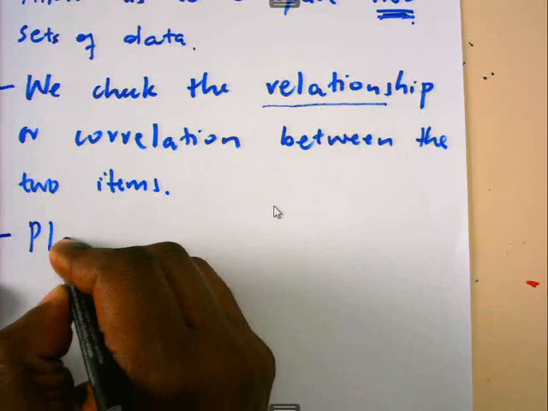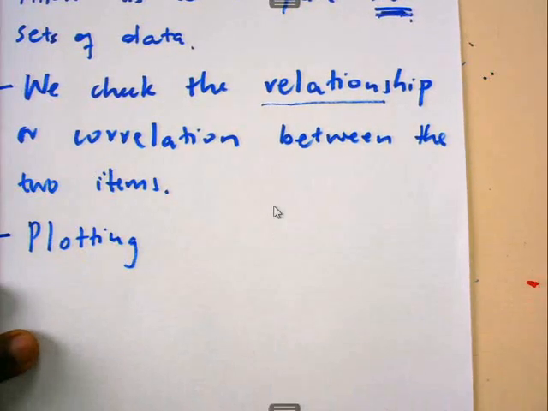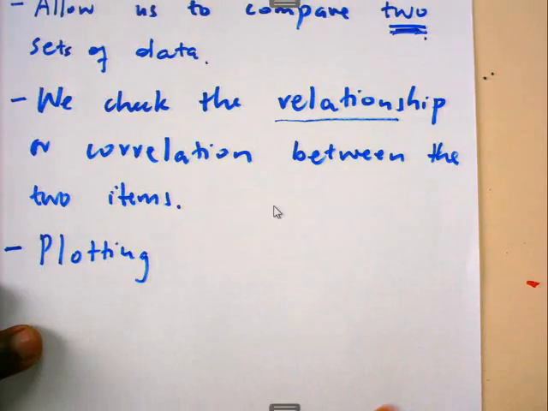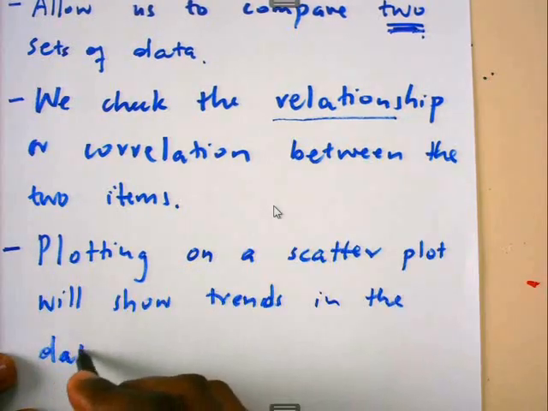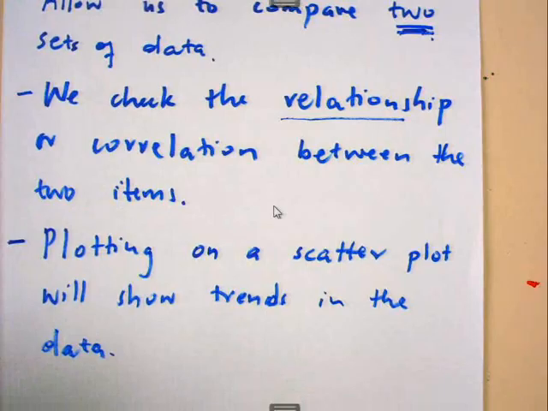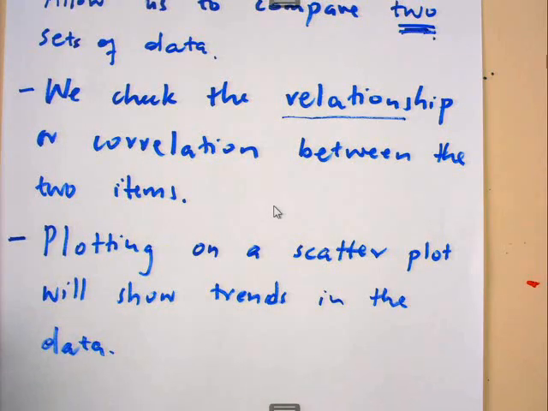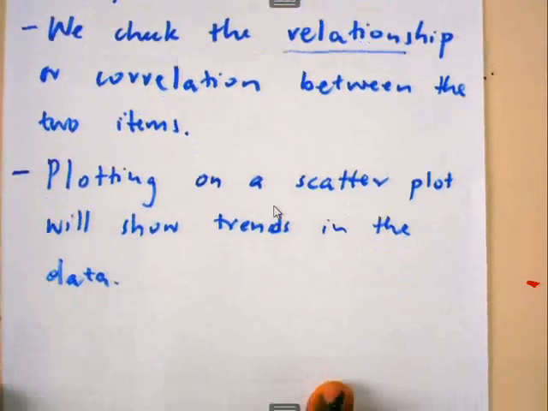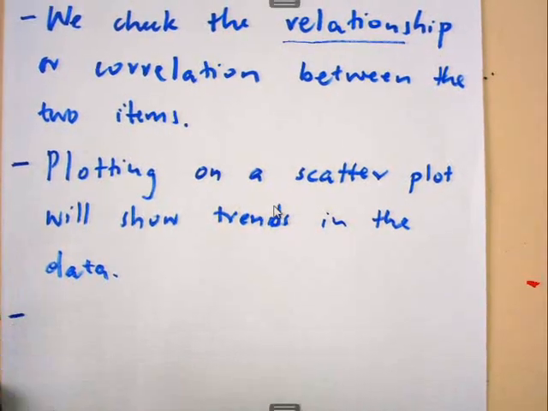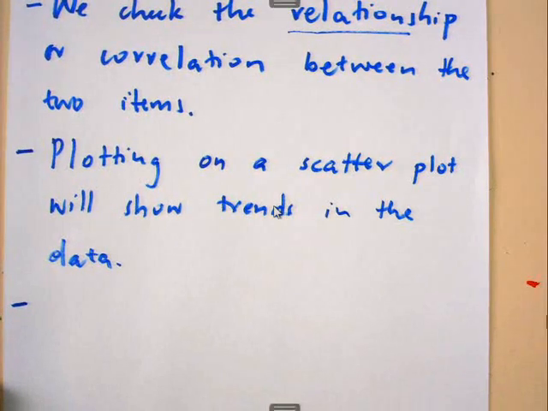I want you to write down some of these as very important notes. Plotting on a scatter plot will show us trends that the data displays. What trends do we get from the data? As you plot on a scatter plot, you will realize that certain trends develop, which allows you to make predictions in future and to better understand the relationship of these 2 sets of data.